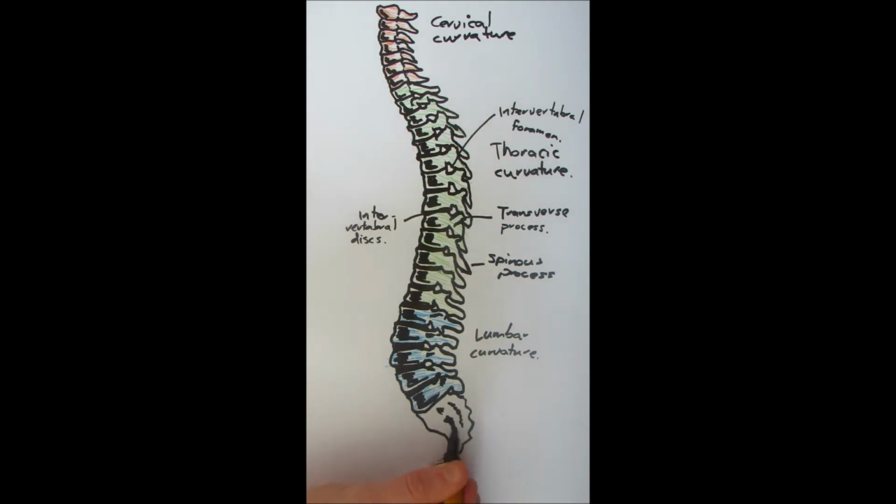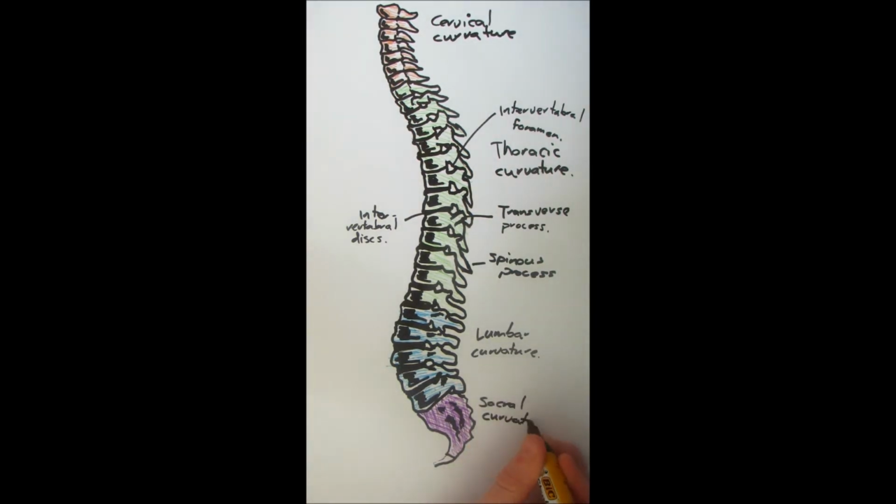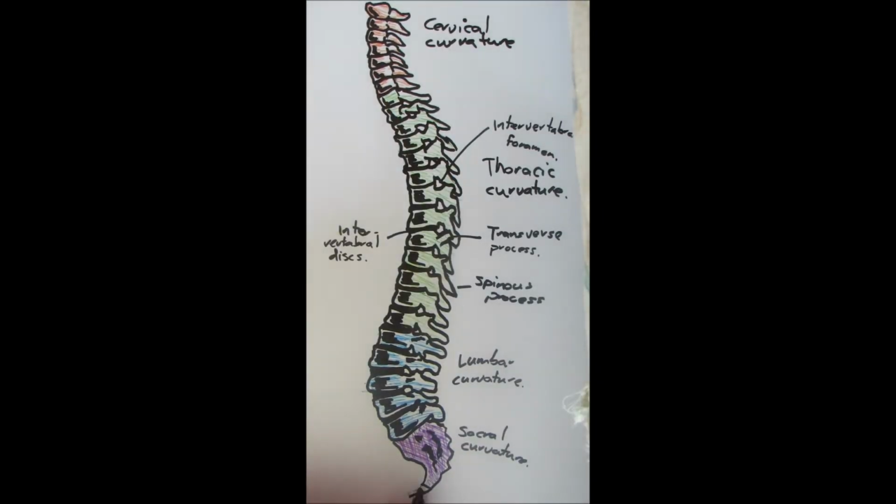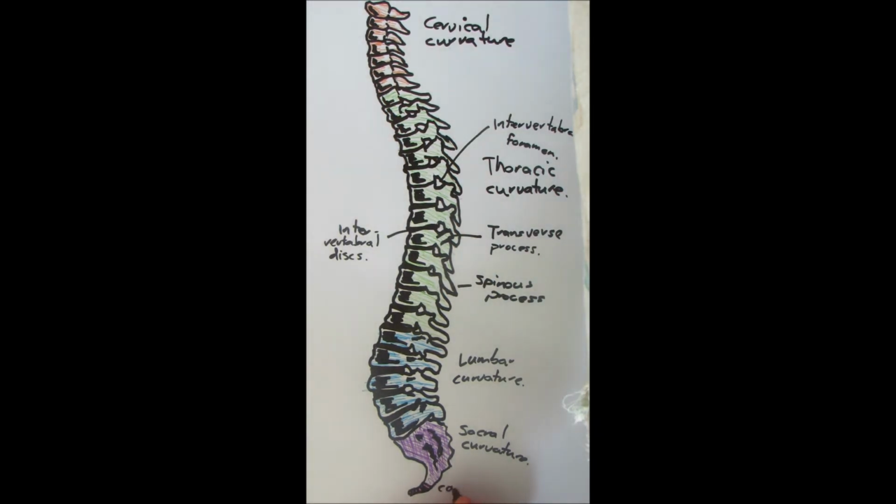Underneath all of these regions is the sacrum. The sacrum articulates between the pelvis and the vertebral column, joins them both together kind of. And just under that is the coccyx. So both of these are fused vertebrae. The sacrum has 5 fused vertebrae and the coccyx has 4.